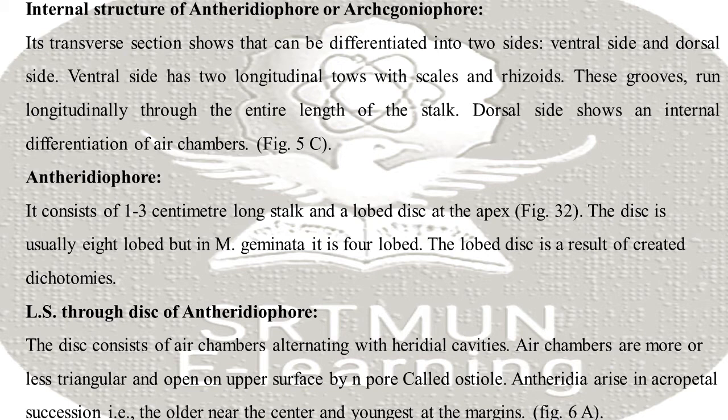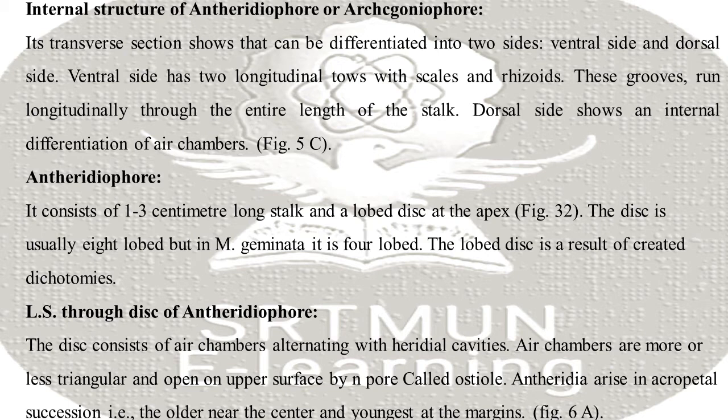Now, next point, antheridiophore. It consists of a 1 to 3 centimetre long stalk and a lobed disc at the apex. The disc is usually 8 lobed, but in Marchantia geminata it is 4 lobed. The lobed disc is a result of repeated dichotomies.